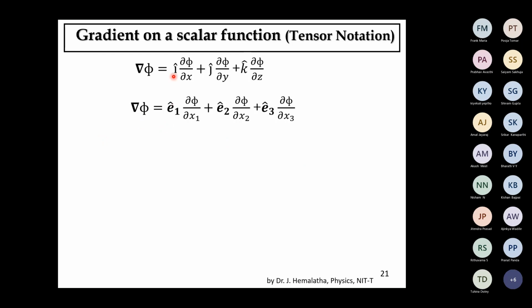And in tensor notation we always want to write in terms of suffixes. Even x, y, z, we write as x1, x2, x3. So i, j, k we will replace with e1, e2, e3, because we want suffixes and indices for tensors. So x, y, z are replaced by x1, x2, x3. Instead of E1, E2, E3, I generalize it as Ei and dou by dou xi. That's all. This is the tensor notation for gradient.